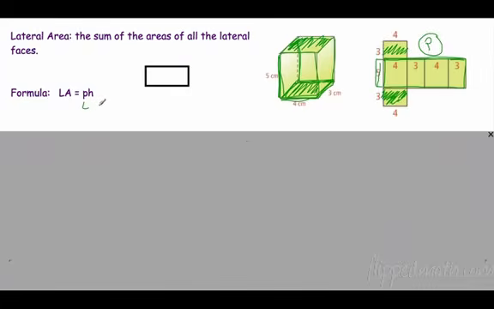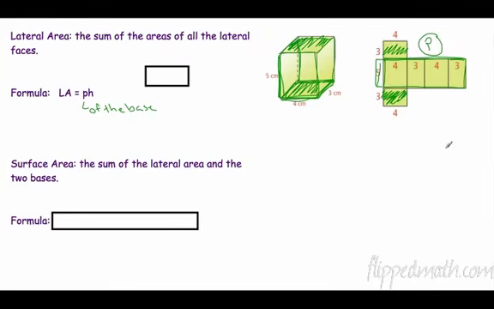And remember, this perimeter is the perimeter of the base. All right? We'll talk more about that in a second. Now let's take a look here. Well, if we have found the area of all this, we only have two more sides to cover the entire thing. And surface area is the sum of the lateral area and the two bases. So the lateral area we know how to get, and then we're going to add the two bases. So lateral area plus two bases.